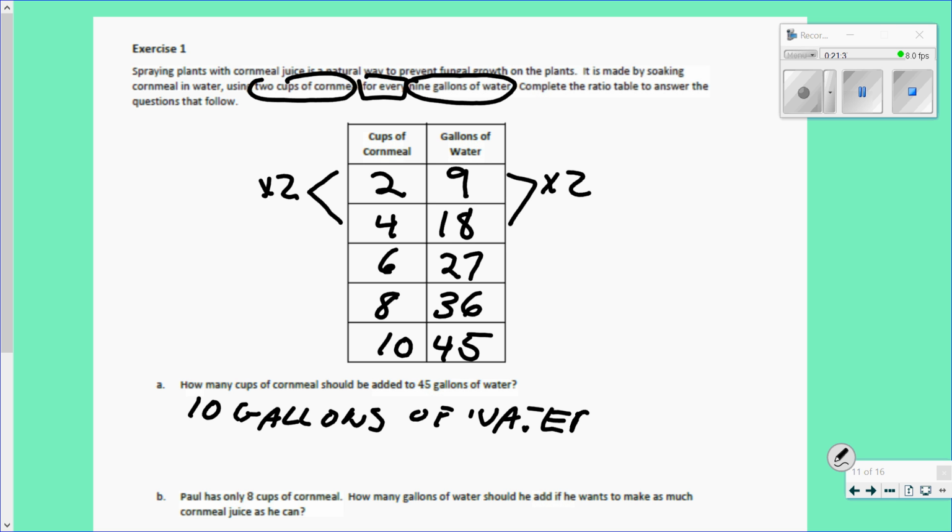This thing is messing up a lot. What's that? Oh, 10 cups of cornmeal. Sorry about that. Yep, that's my mistake. Yep, you're right. It was 10 cups of cornmeal. There we go. All right, thanks for correcting me.